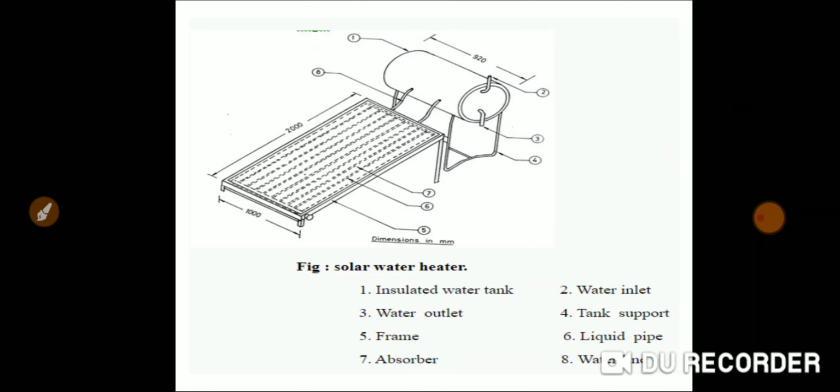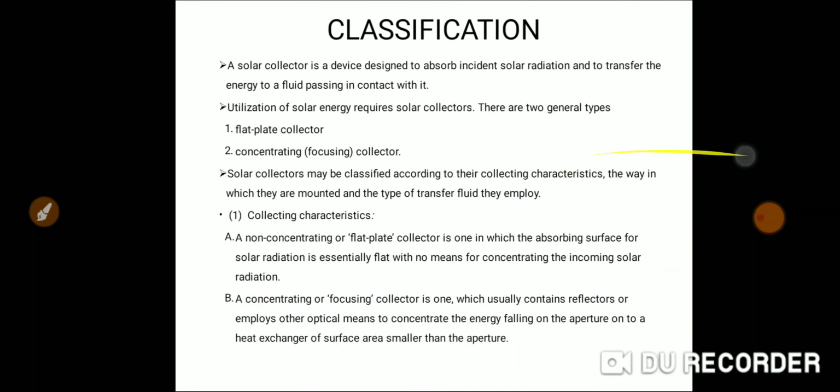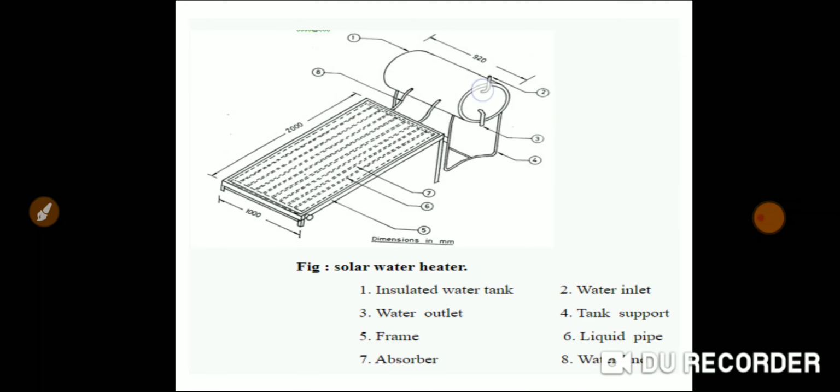This is a solar water heater. Number one is your insulated water tank. Number two, this pipe is your water inlet pipe. Number three, this pipe is your outlet pipe. Number four is your tank support, it supports the storage tank. Number five is your frame.